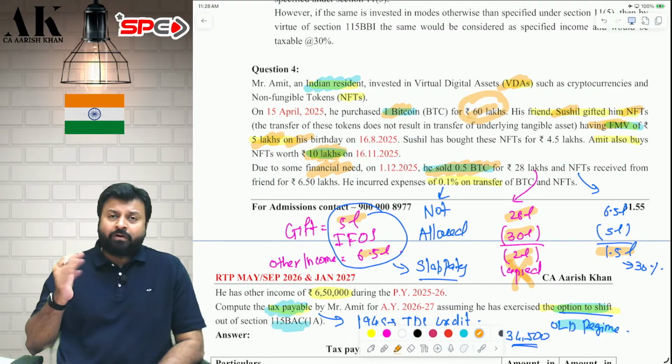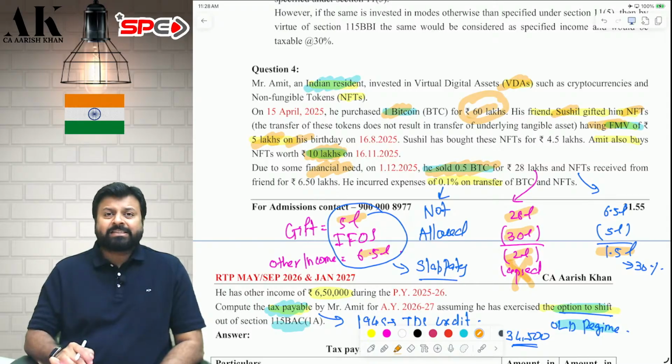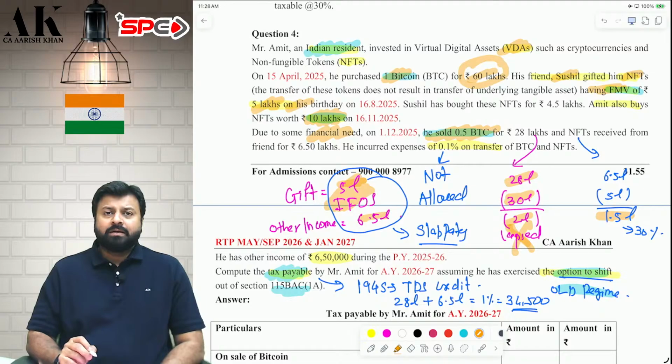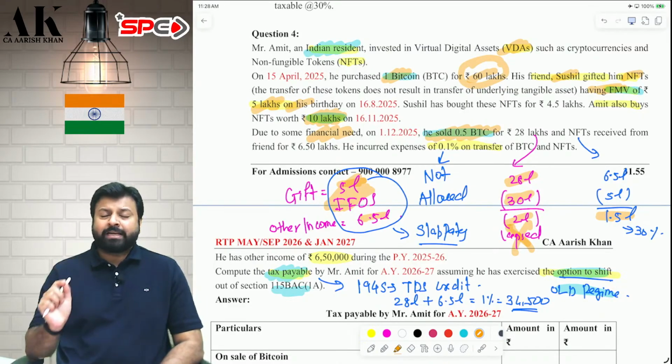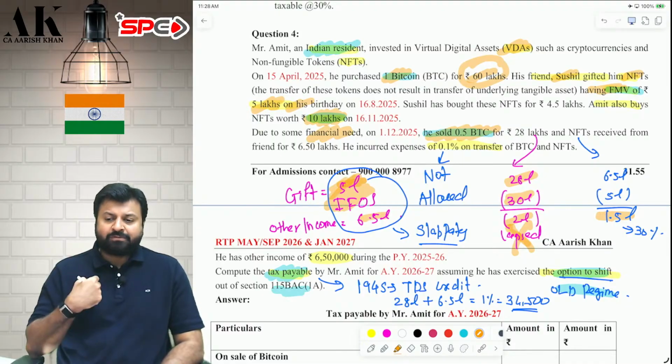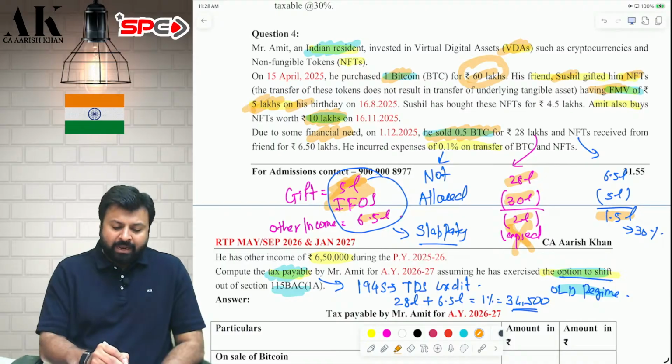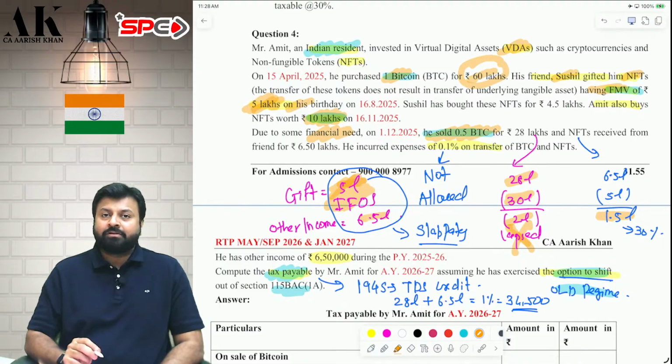This is gone forever. What is the next income for Amit? The next income for Amit is the gift from his friend. If I receive a virtual digital asset whose market value is more than 50,000 rupees, that is taxable as income in my hand. Therefore, this 5 lakh rupees will be income in my hand, because Mr. Sushil, who is my friend, is giving me an NFT of 5 lakh rupees on my birthday. So this 5 lakh will be income from other sources.